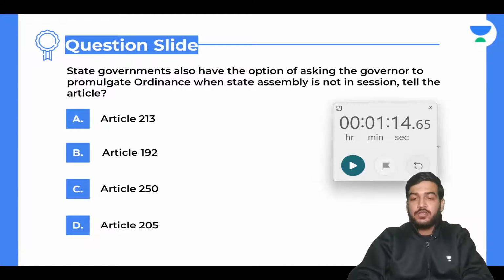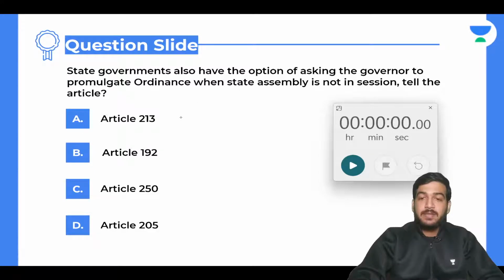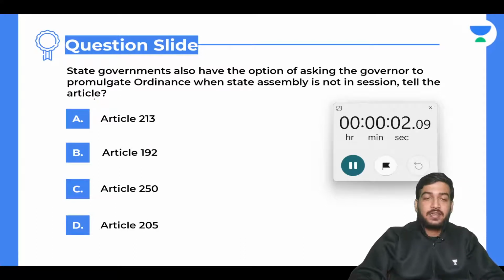Alright, now the next one. State governments also have the option of asking the governor to promulgate an ordinance when a state assembly is not in session. Tell the article that the state uses to promulgate ordinances. Is it A, Article 213, B, Article 192, C, Article 250, or D, Article 205?